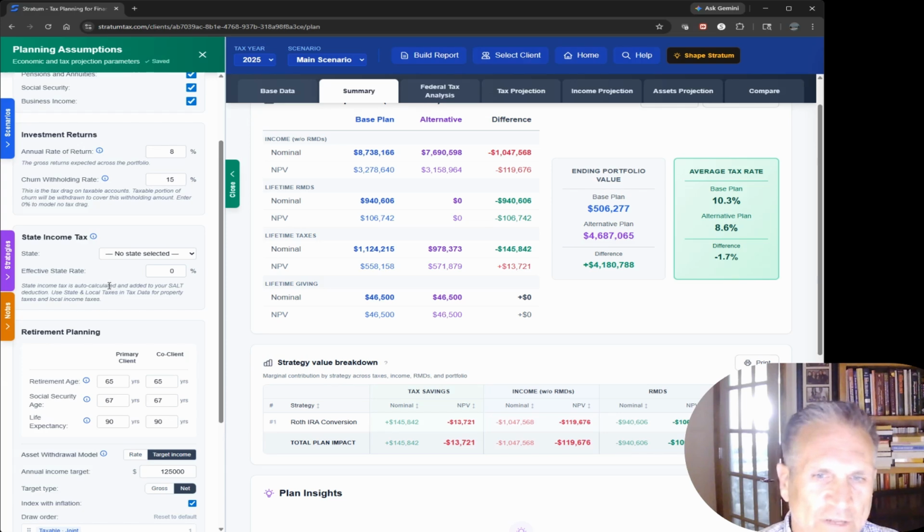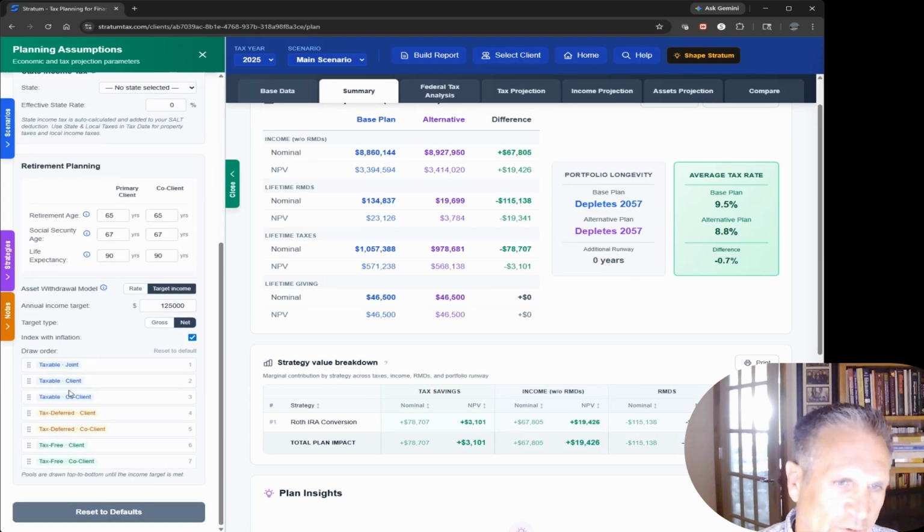Going back down to more of a standard distribution tiered approach, where I'm withdrawing my taxables, then my tax deferred and my tax free, in that kind of a projection, it turns out to be a positive analysis.